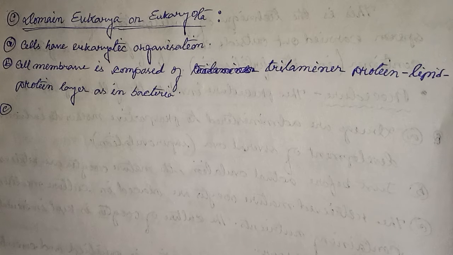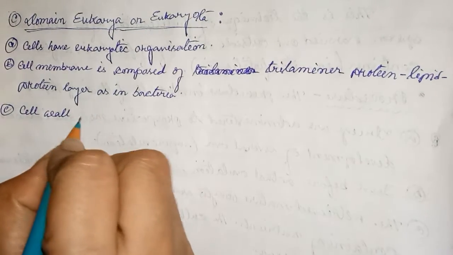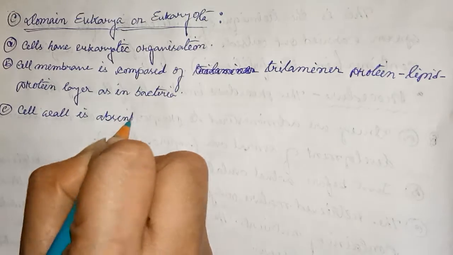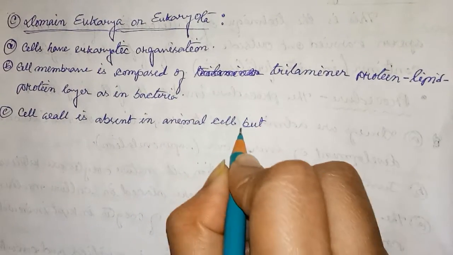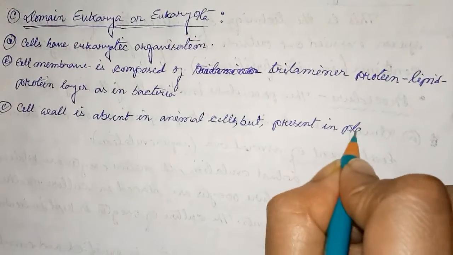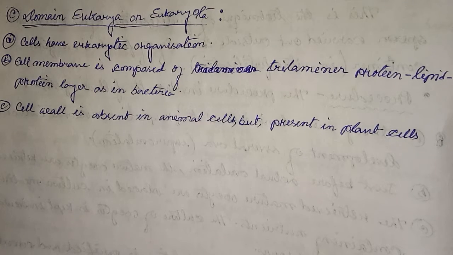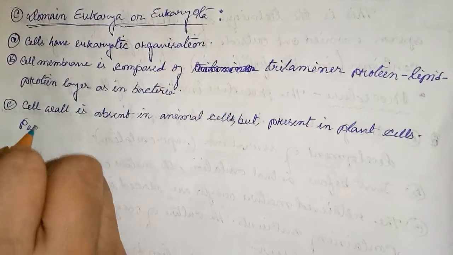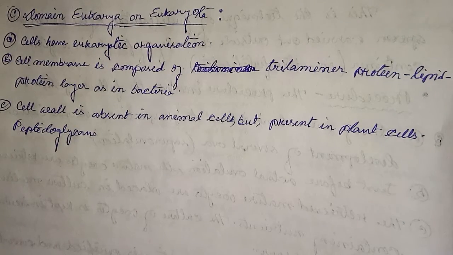Now next is cell wall is absent in animal cells but present in plant cells. Peptidoglycans are not found.